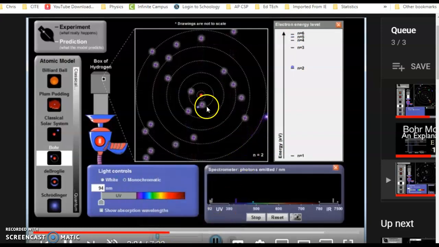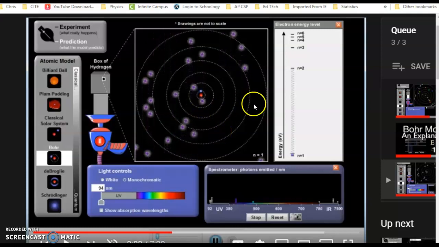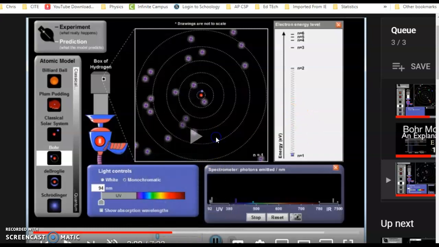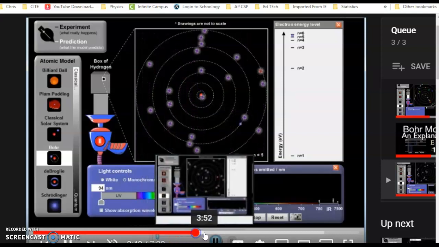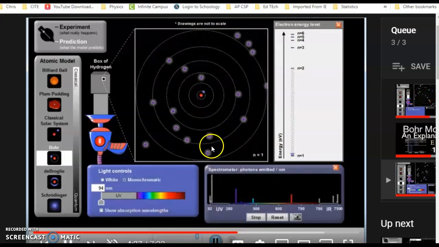So, and then let's see if we can watch that. Boom. You can see it just jumped from level 2 down to level 1, and it gave off a photon of a very specific amount of energy. Okay? And let's speed this up a little bit now. And boom. So we're going to send in a whole bunch of photons now.